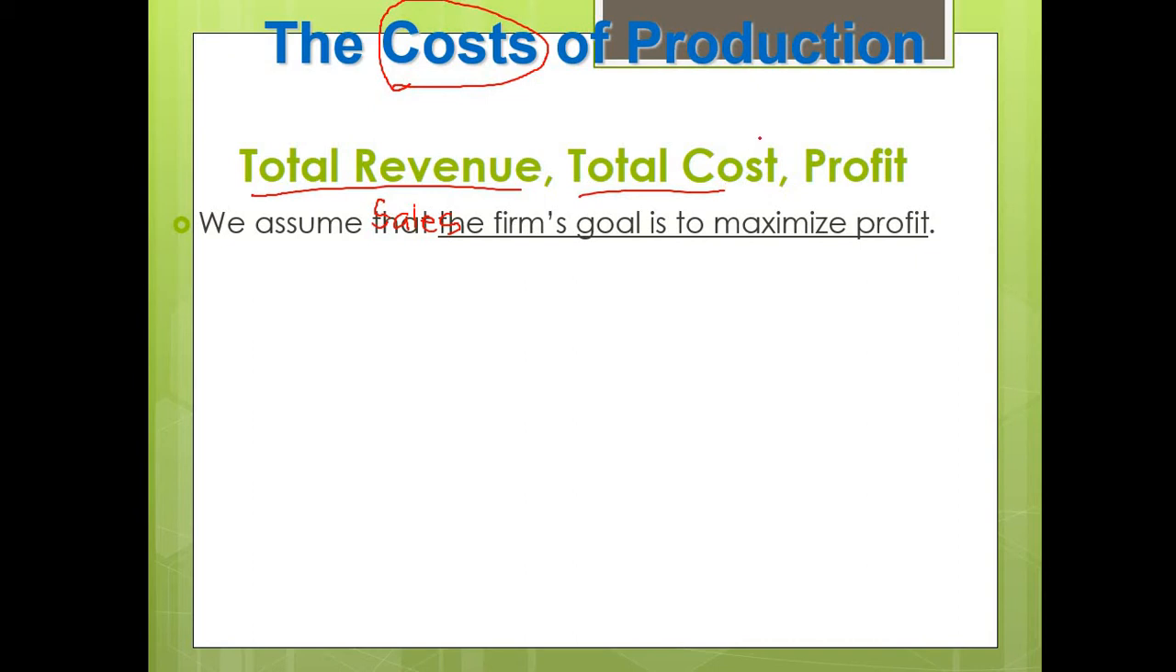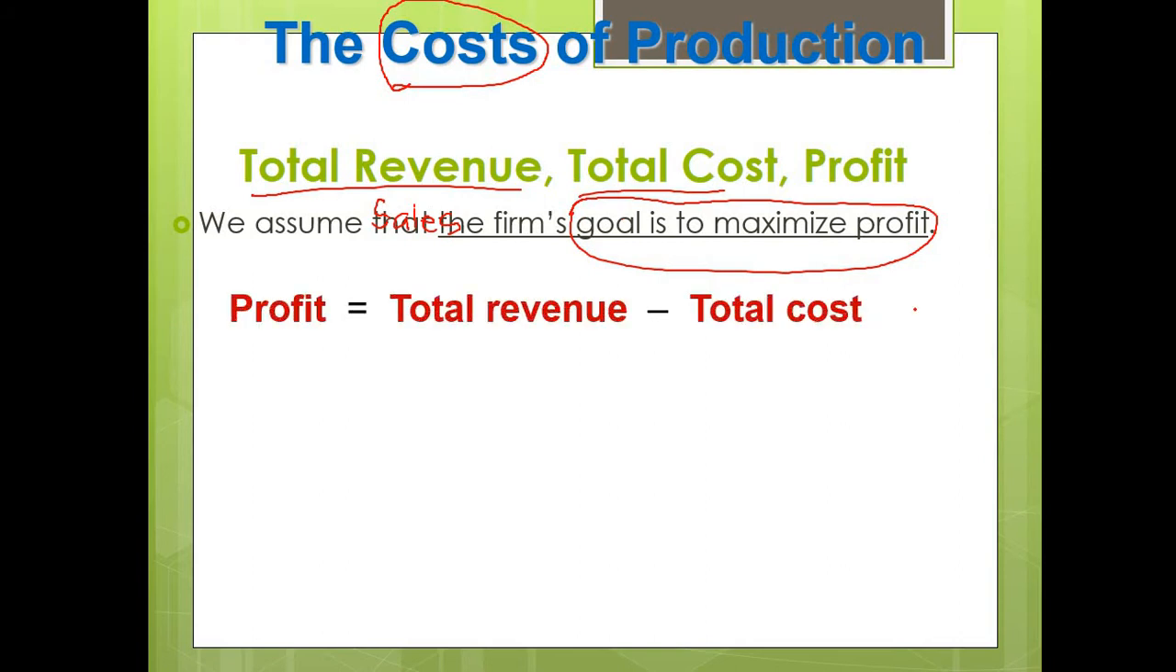So we assume the firm's goal is to maximize profit. In a firm, in industries, our goal is to maximize profit. This is always our goal when we go into business. In a firm or a business, be it a large firm or a small industry, it is always looking at how to maximize profit. And when we say profit, or earnings, we're talking about total revenue minus total cost.